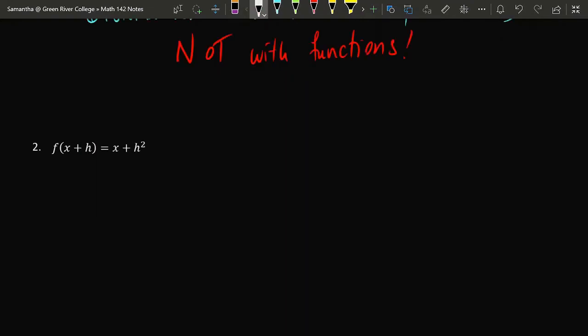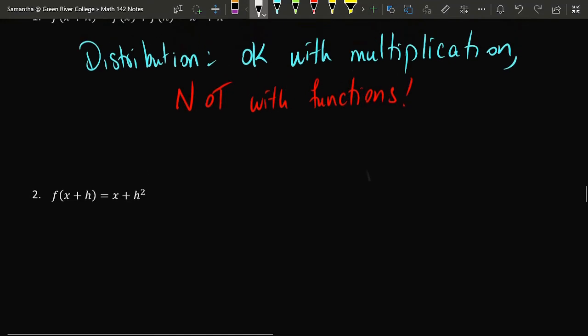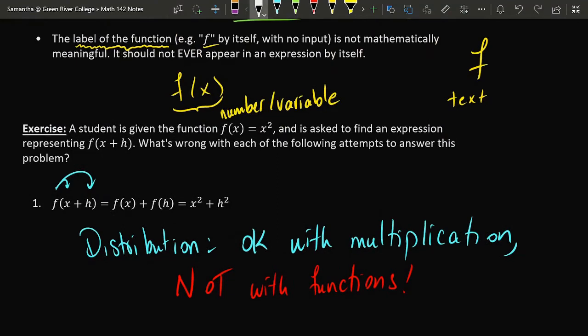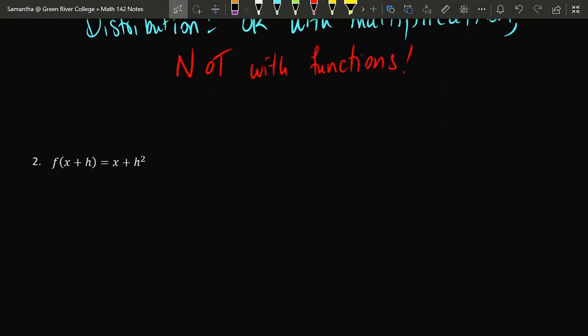Now let's look at a second attempt to find an expression representing f of x plus h. This student says, okay, so f of x is equal to x to the power 2, therefore f of x plus h must be equal to x plus h to the power 2. So they write down x plus h and then they write a little 2 upstairs.